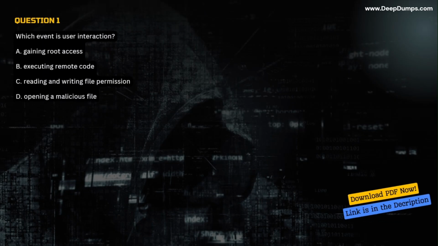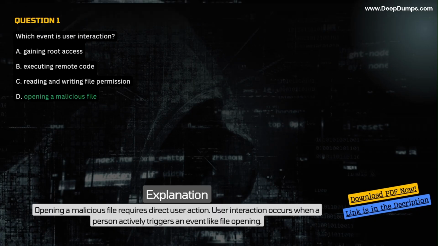Question 1. Which event is user interaction? A. Gaining root access. B. Executing remote code. C. Reading and writing file permission. D. Opening a malicious file. Correct answer D. Opening a malicious file. Explanation. Opening a malicious file requires direct user action. User interaction occurs when a person actively triggers an event like file opening.